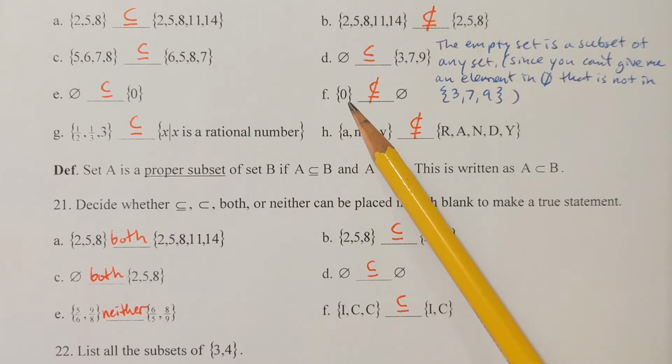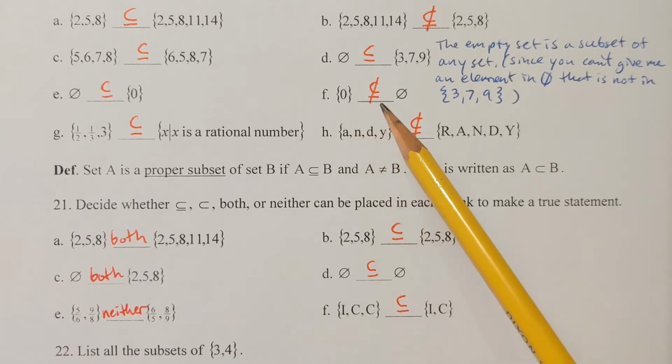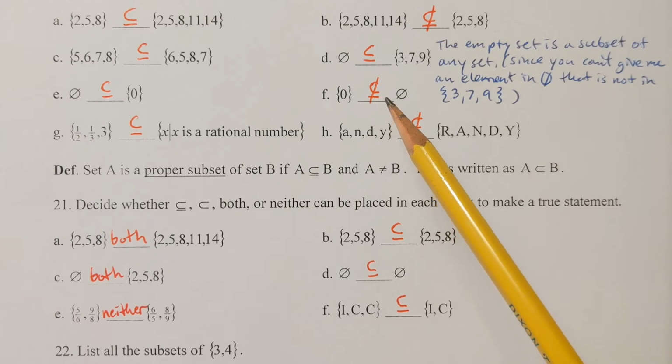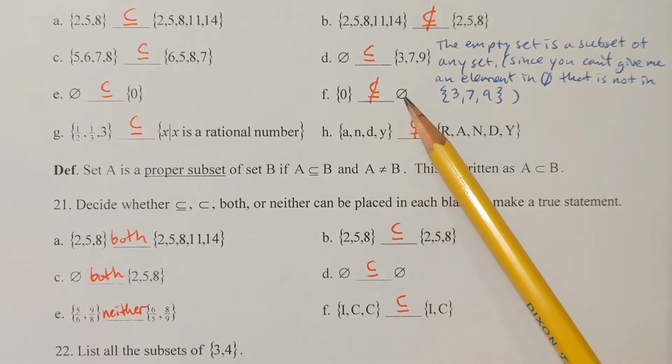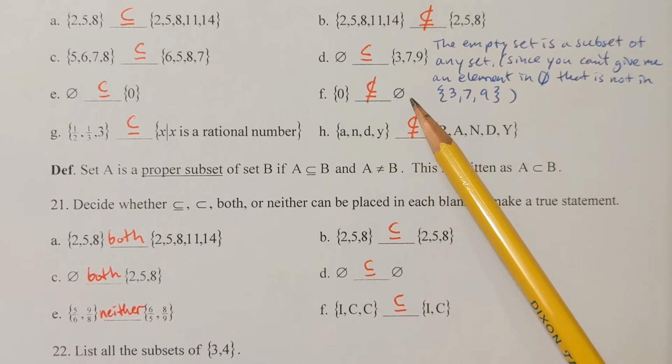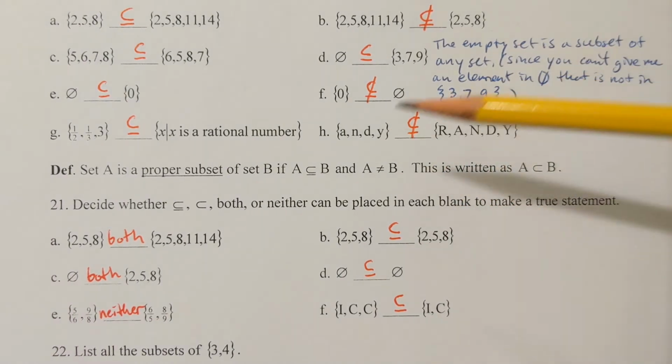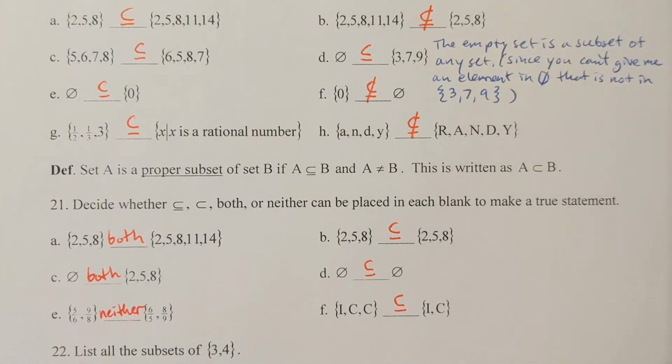Part F. The set containing 0 is not a subset of the empty set. So yeah, I don't see the set containing 0 in the empty set. The empty set has nothing in it, right? So to say 0 would be in there would not be true. Okay.